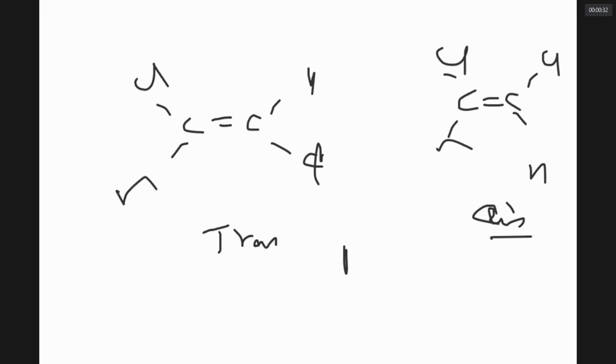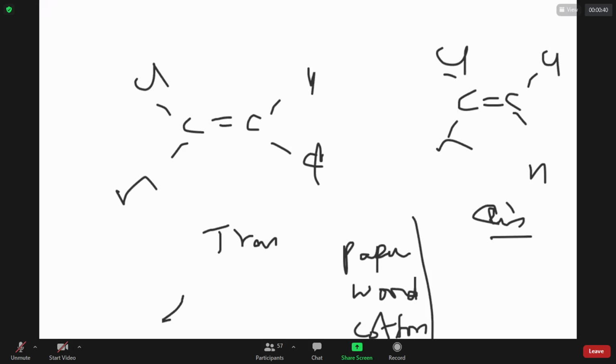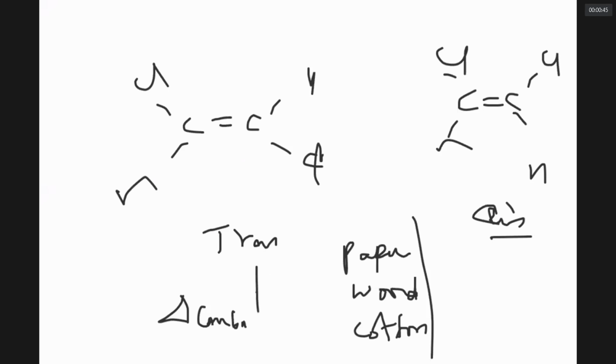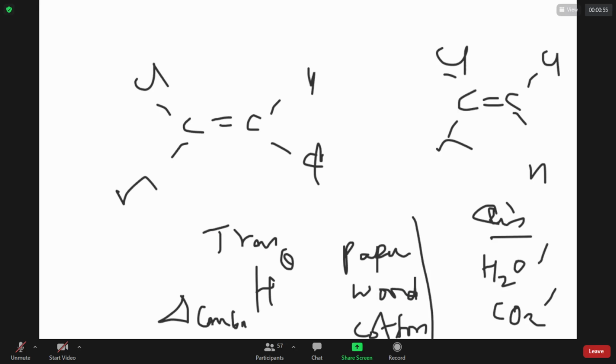You can burn paper, you can burn wood, you can burn cotton. Whenever you are burning these, some heat energy is released that is known as heat of combustion. But can you burn water? Can you burn carbon dioxide? Is it possible to burn water or CO2, sir? No.